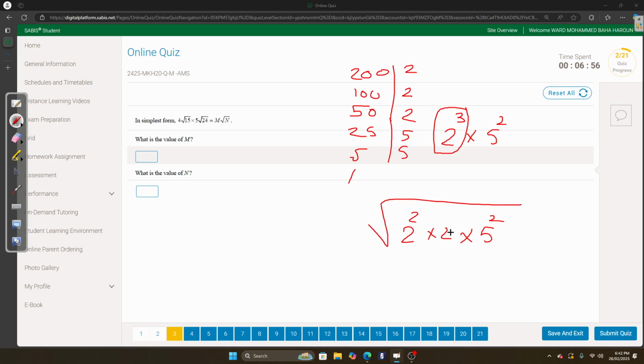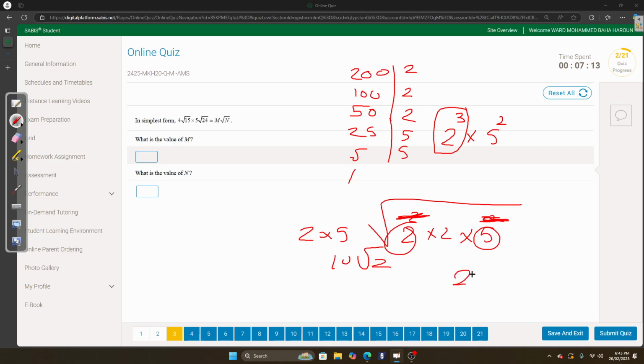And in this radical, every even power that you have, you take it outside. When you take it outside, it cancels the square. So it's gonna be 2 times 5. Since you take the even powers out, 2 times 5 is 10. So the answer can be 10 radical 2.